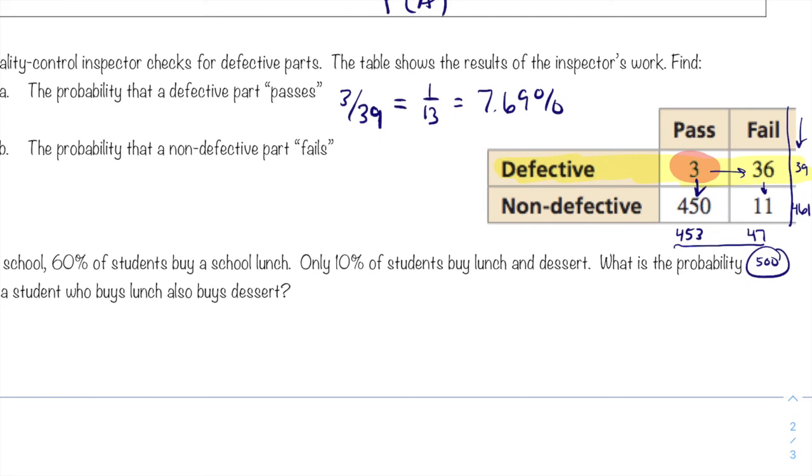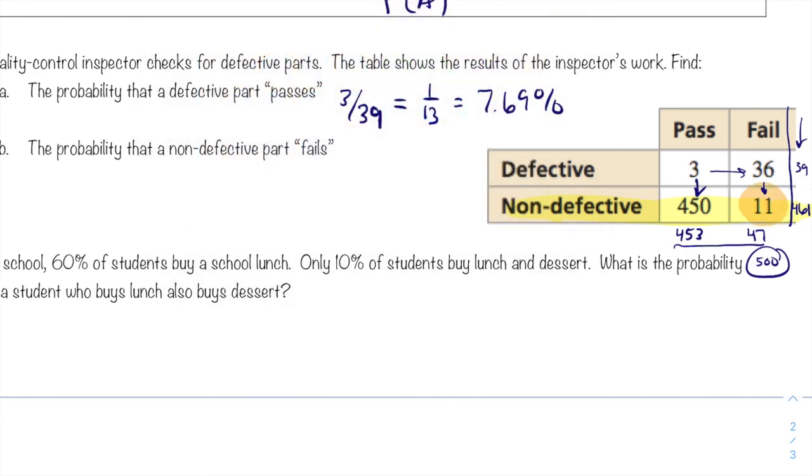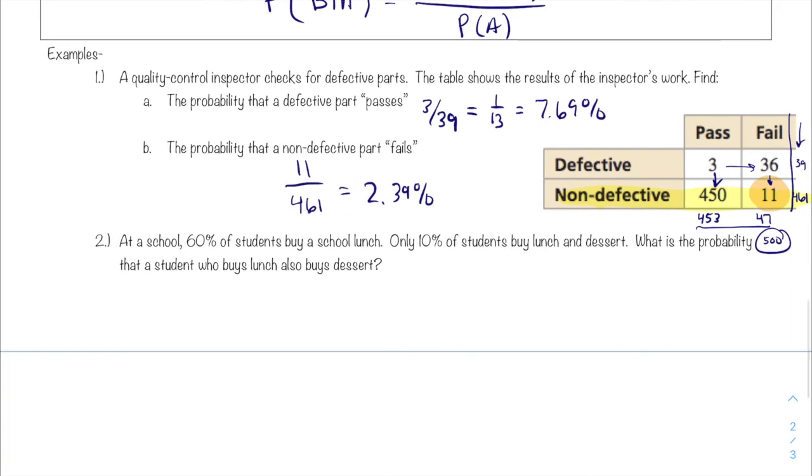So now we have a non-defective part failing. Let me get rid of those highlights. Now we're looking at non-defective parts here, and we're looking at the non-defective parts that are failing. So 11 failed, and there were 461 total non-defective parts. 11 out of 461 doesn't reduce, but again, you can express these as percents as well, which looks to be 2.39%. Either one is acceptable.